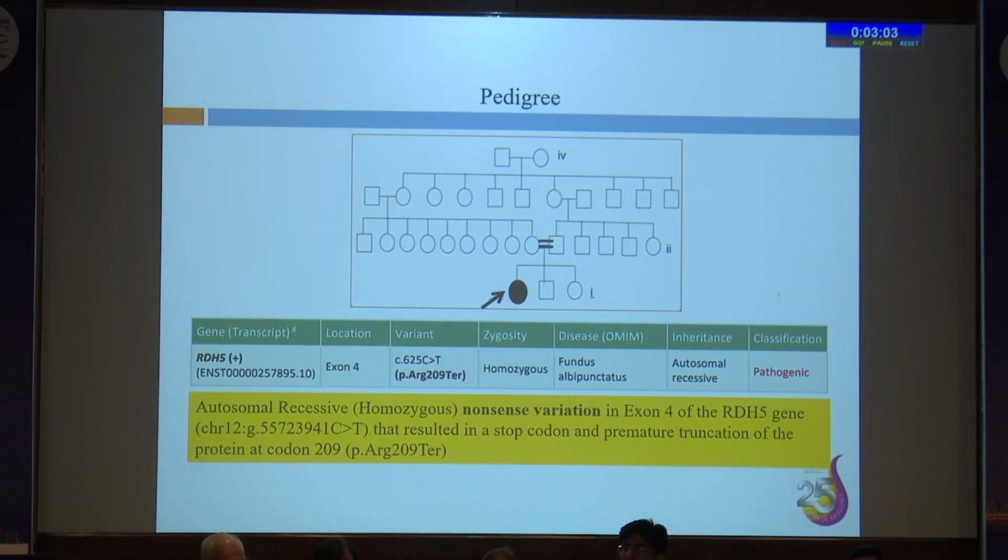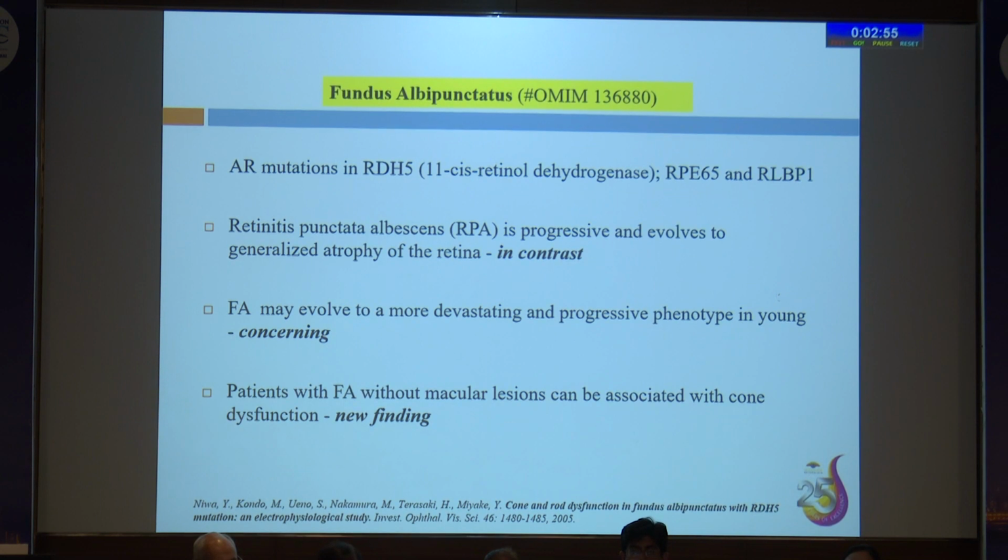The inheritance was autosomal recessive, and there was a nonsense variant at exon 4 of the RDH5 gene, which pointed towards fundus punctatus albipunctatus. This was in contrast with retinitis punctata albicans, which is progressive in nature, but the most important point that we had to see here, or that was concerning, was that these patients, even without macular lesions, can sometimes progress to cone dysfunction.